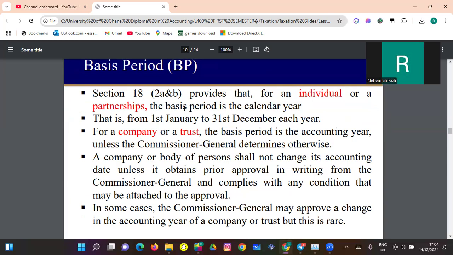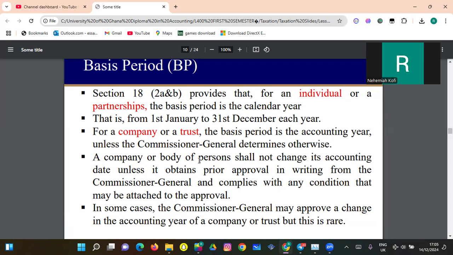Now, Section 18, 2A provides that for an individual or a partnership, the basis period is the calendar year. And we just said that the calendar year is from 1st January to 31st December each year. So for a company or a trust, the basis period is the accounting year. So the business's accounting year. So if the business has an accounting year of, let's say, 1st April to 31st March, right? That will be their basis period.